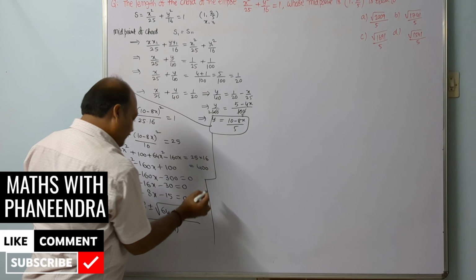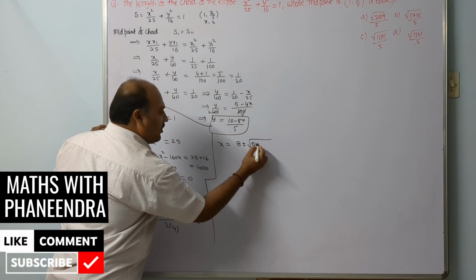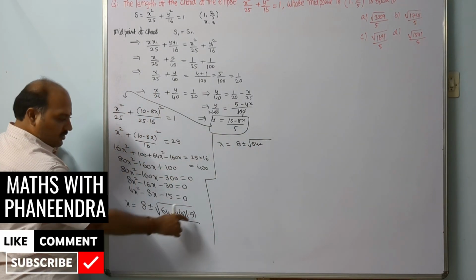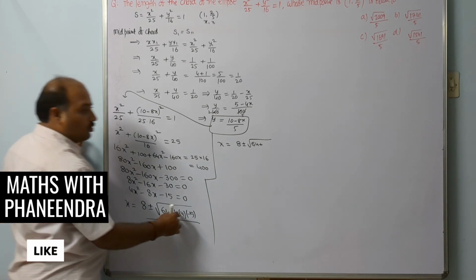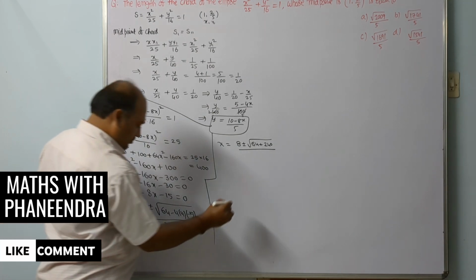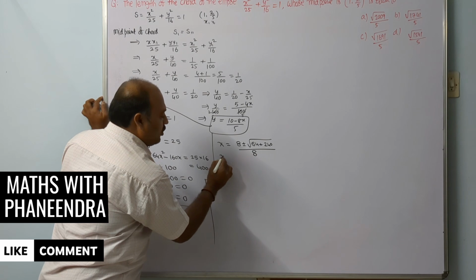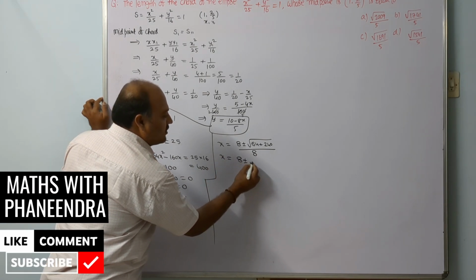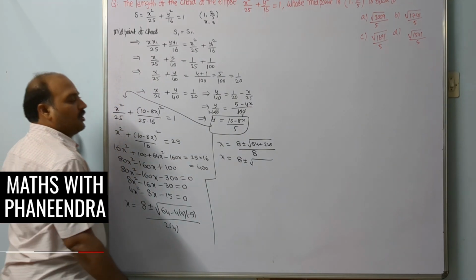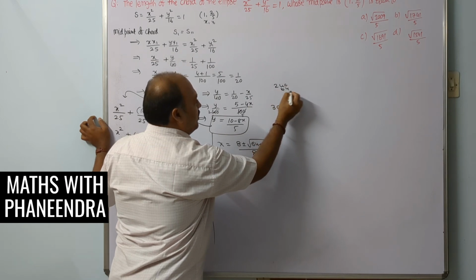So you will get x = (8 ± √(64 + 240)) / 8, since 16 into 15 is 240, and 2 into 4 is 8. So x = 8 ± root over, how much are we going to get here? It is 240 plus 64, 304, no? So 240 plus 64, that only will come.